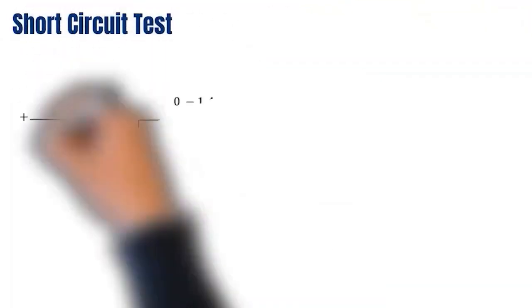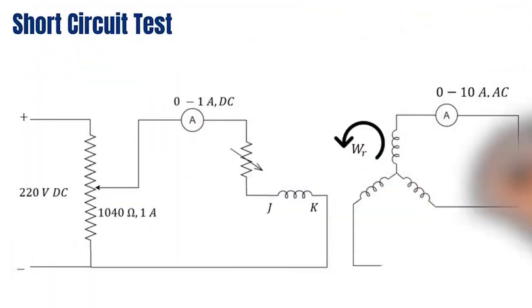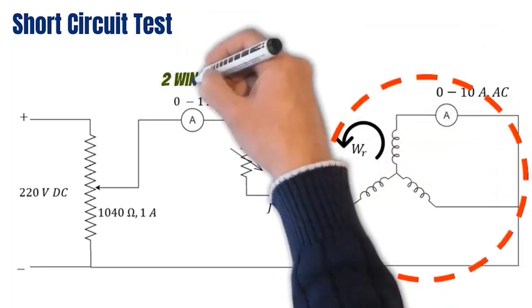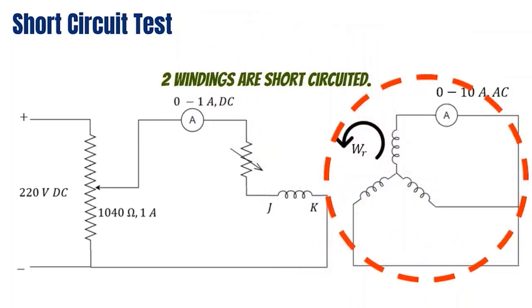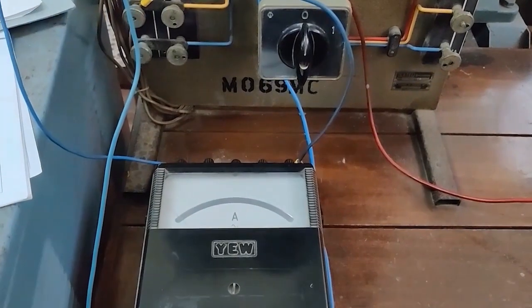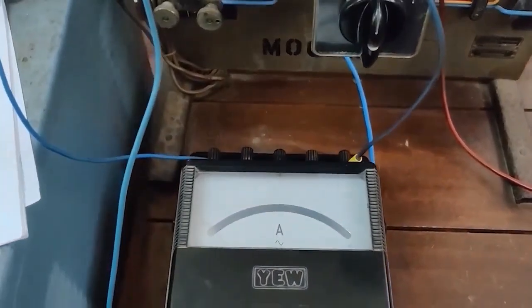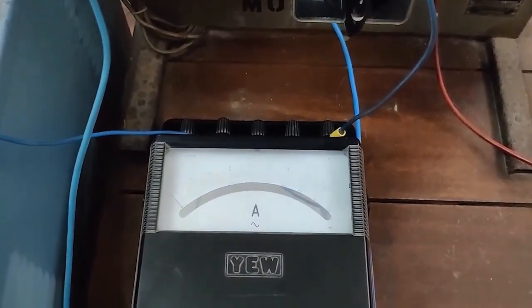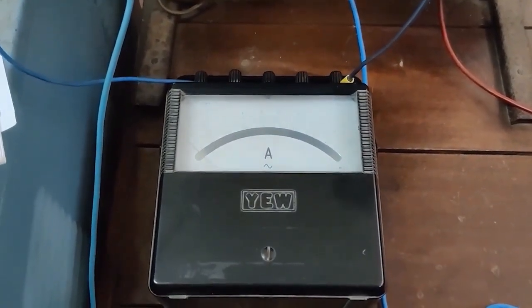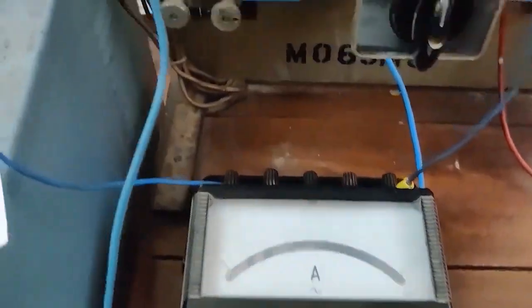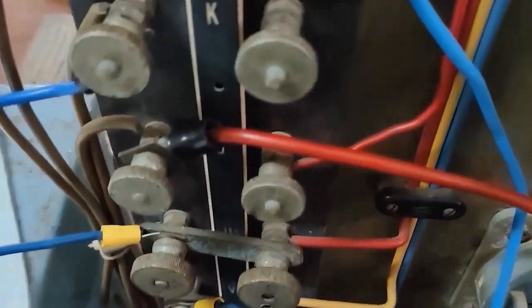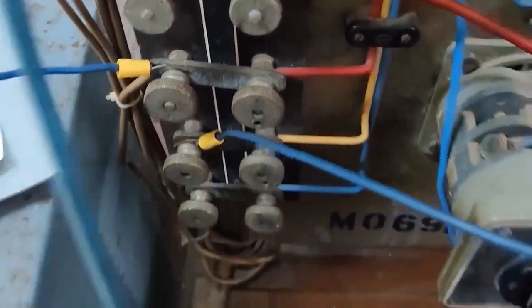Alright, now we are stepping up to short circuit test. As you can see, the field side remains same, but two stator windings have been short circuited through an ammeter. So now let's test this circuit. Now, as I said before, while keeping all other connections as they are, just the voltmeter has been replaced by an ammeter. The ammeter is connected to U and V terminals.